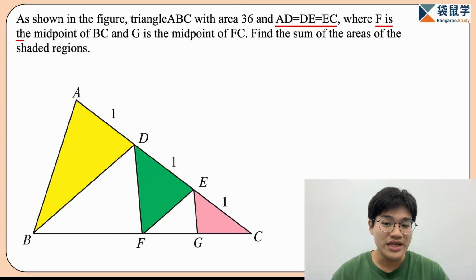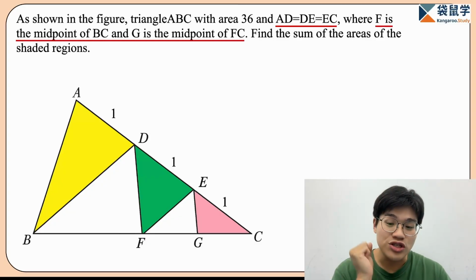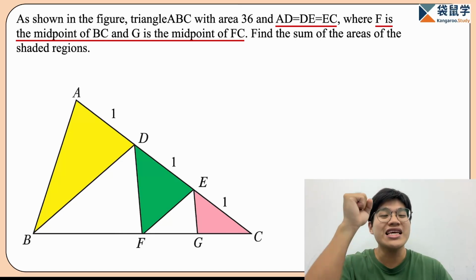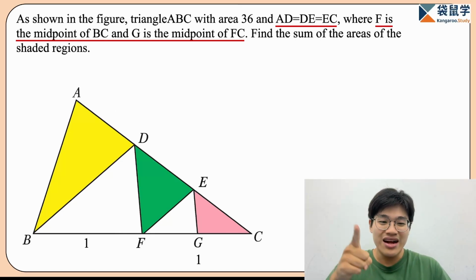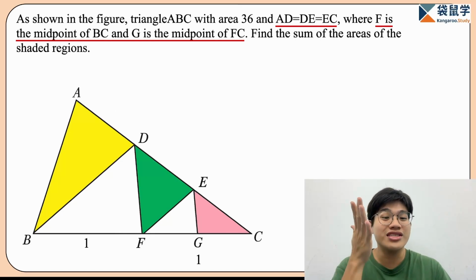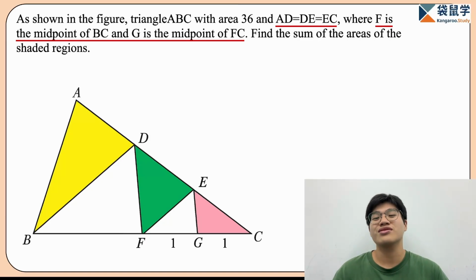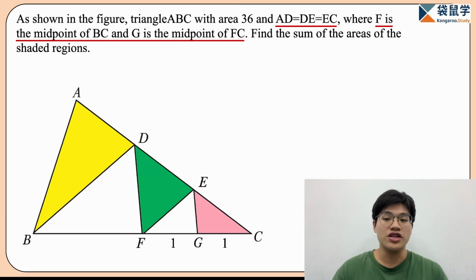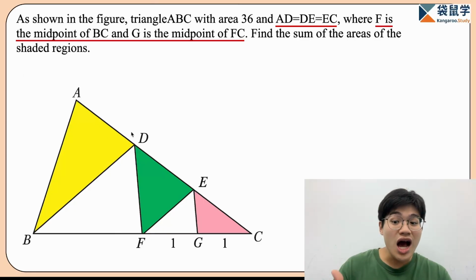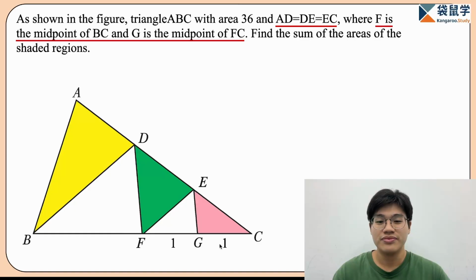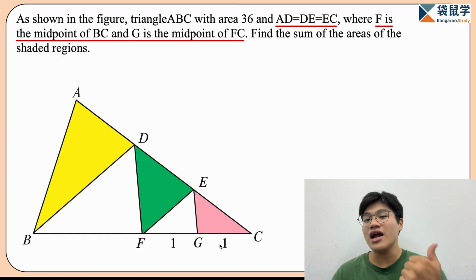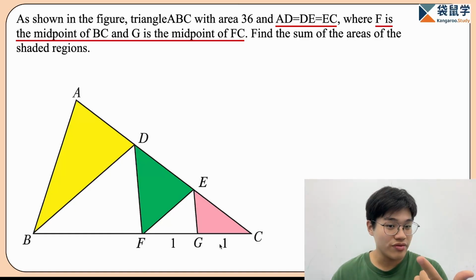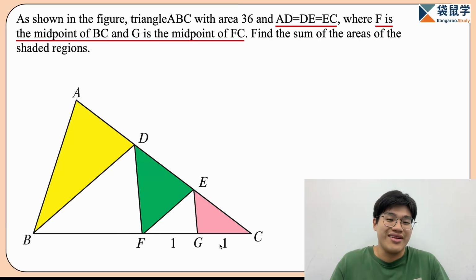We can know that the ratio between BF and FC equals 1 to 1, and the ratio between FG and GC is also 1 to 1. We want to find the sum of the areas of the shady regions, adding up the yellow part, green part, and pink part all together. In this question, we know about the area, and we also know about the ratio. How do we do this question then?